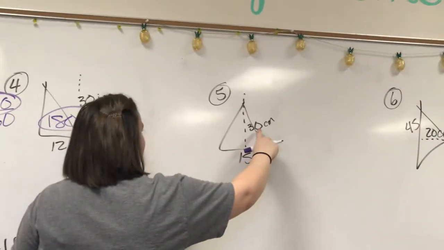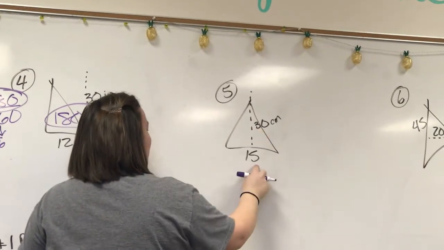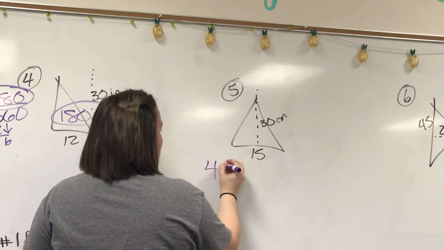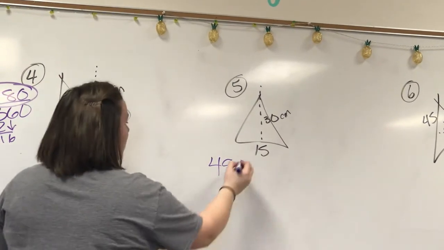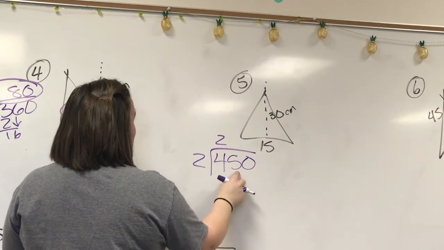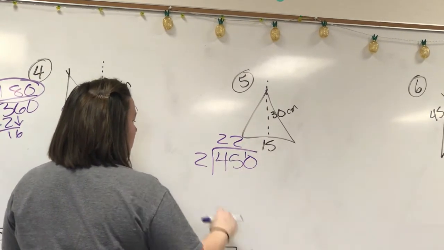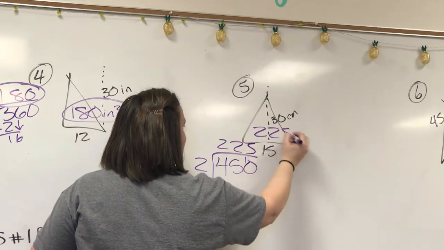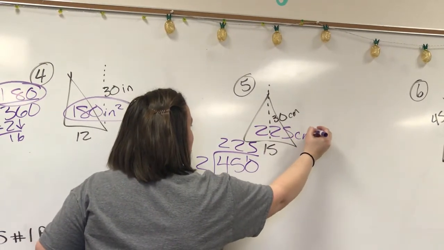Again, it has a 0. 3 times 15. So base times height, I'm going to say is 450 divided by 2. 2 fits into 4 twice. 2 fits into 5 twice with 1 left over. 2 fits into 10 5 times. 225, my label is centimeters squared.